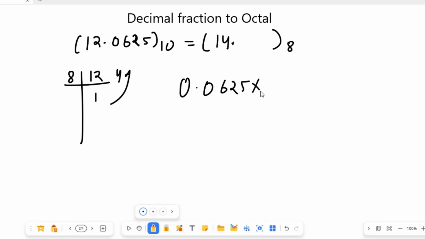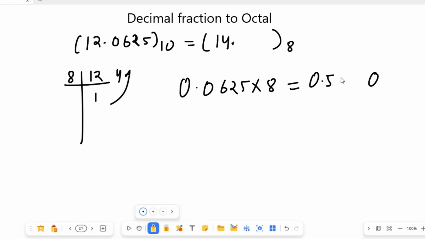0.0625, we will multiply it by 8, and whatever answer we get, we will write it over here. So what answer do we get if we multiply 0.0625 into 8? We get 0.5. Okay, so here you can see what you got, 0.5. Before the point what you have? Before the point you have 0. So here we will write 0 separately.